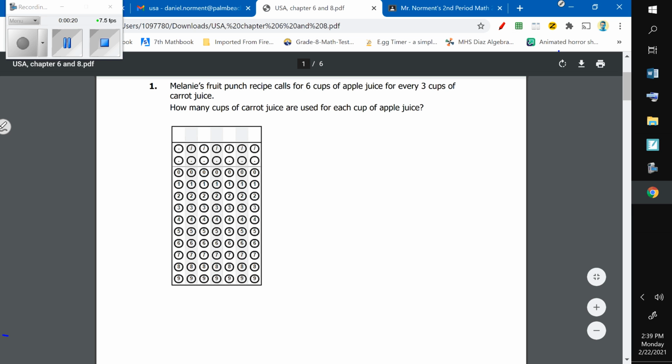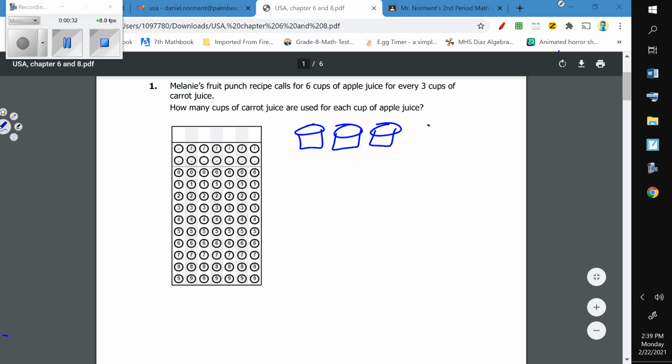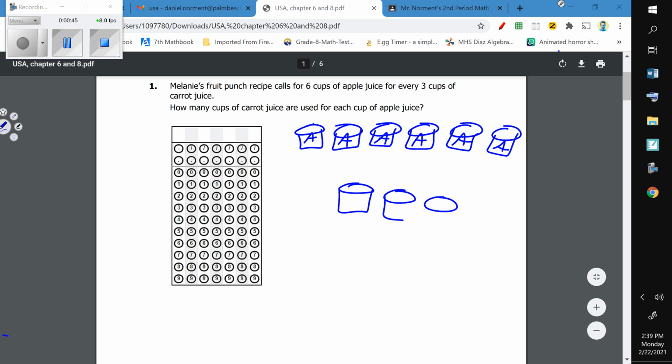Melanie's fruit punch recipe calls for 6 cups of apple juice for every 3 cups of carrot juice. So you have 6 cups of apple juice: 2, 3, 4, 5, 6 cups of apple juice. And for every 6 cups of apple juice, you have 3 cups of carrot juice. Disgusting. Now here's the question. How many cups of carrot juice are used for each cup of apple juice?